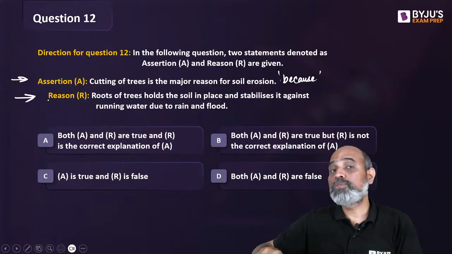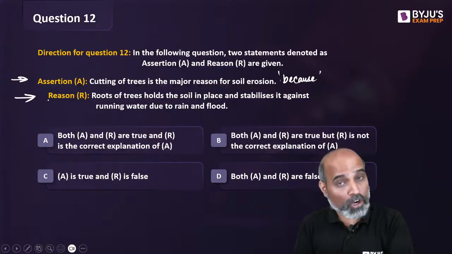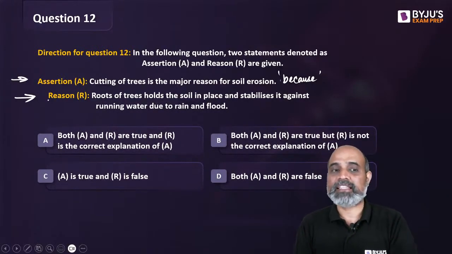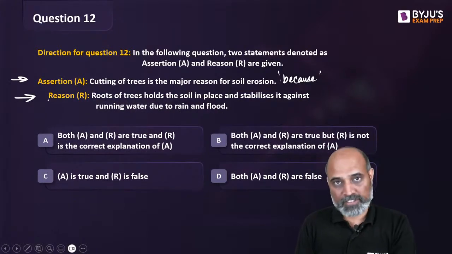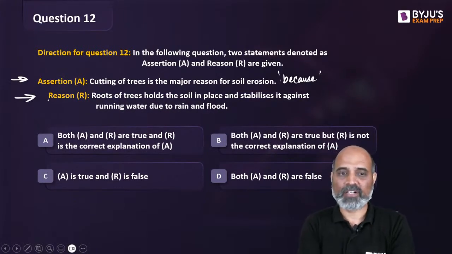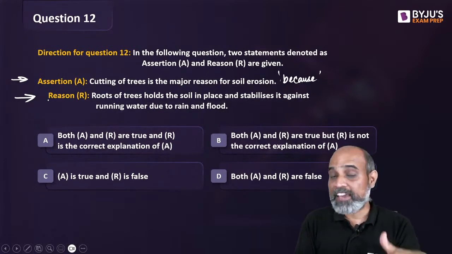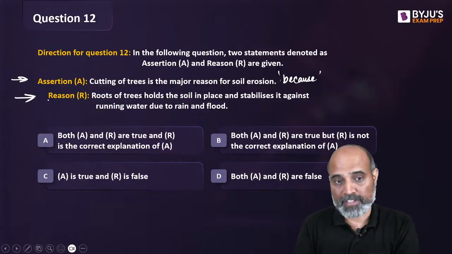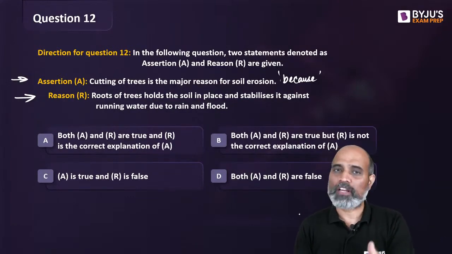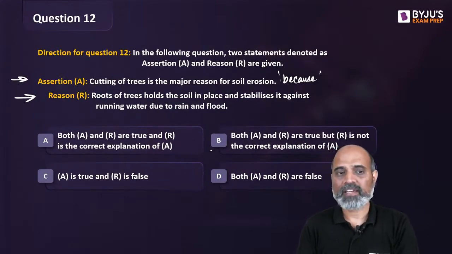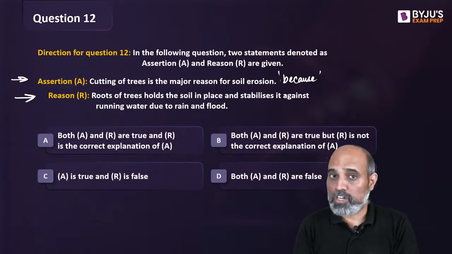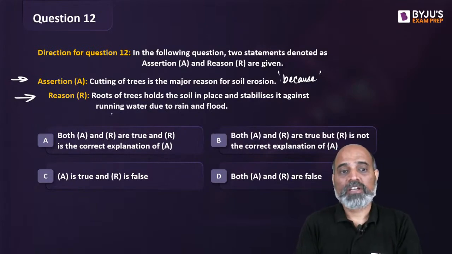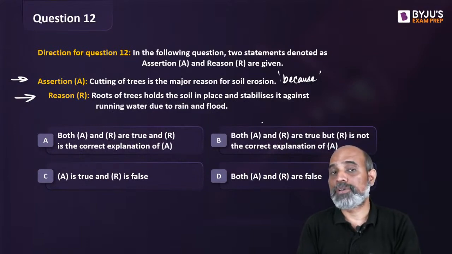If this entire two statements club together with a because between them, then we say that the reasoning is a correct explanation. Okay? अगर नहीं match करता है तो अपन बोलेंगे assertion भी ठीक है, reasoning भी ठीक है, but it's not a correct explanation. Or we will say both are false, or one of them is true, another is false, and so on. ठीक है? Cutting of trees is a major reason for soil erosion because roots of trees holds the soil in place and stabilizes it against running water due to rain and flood.